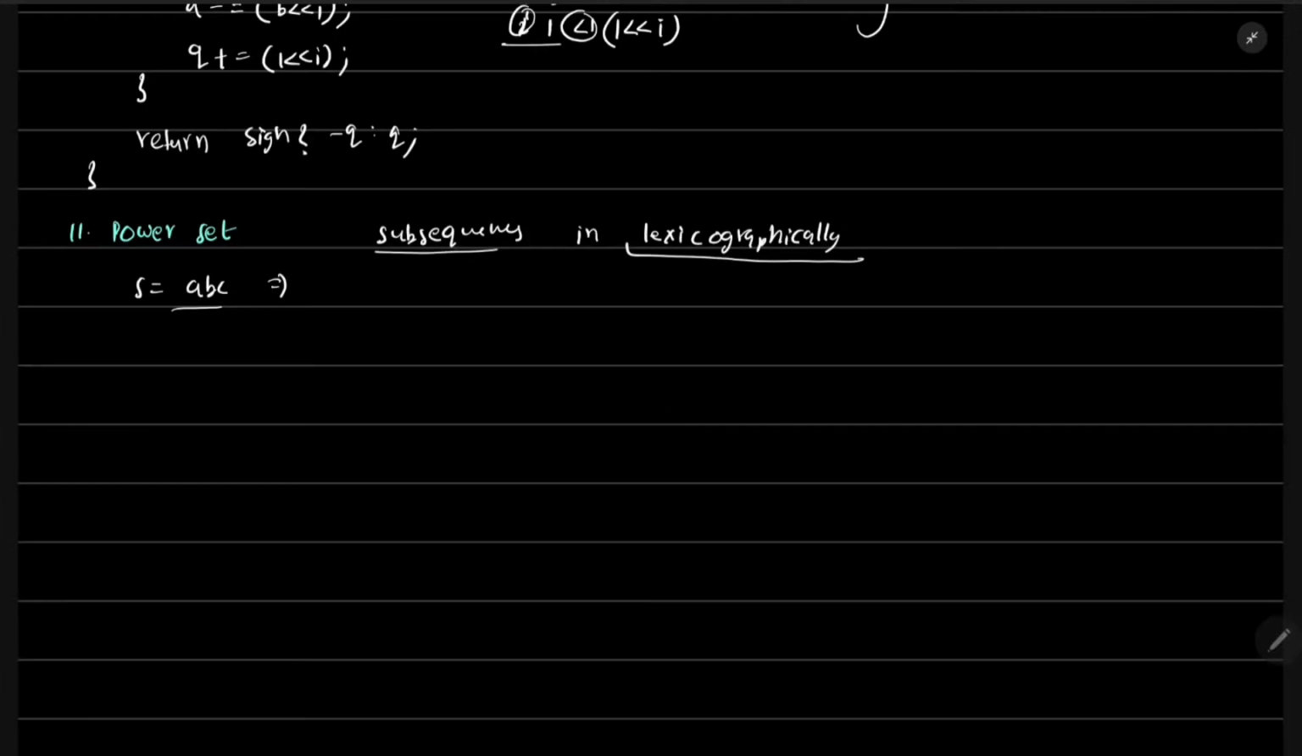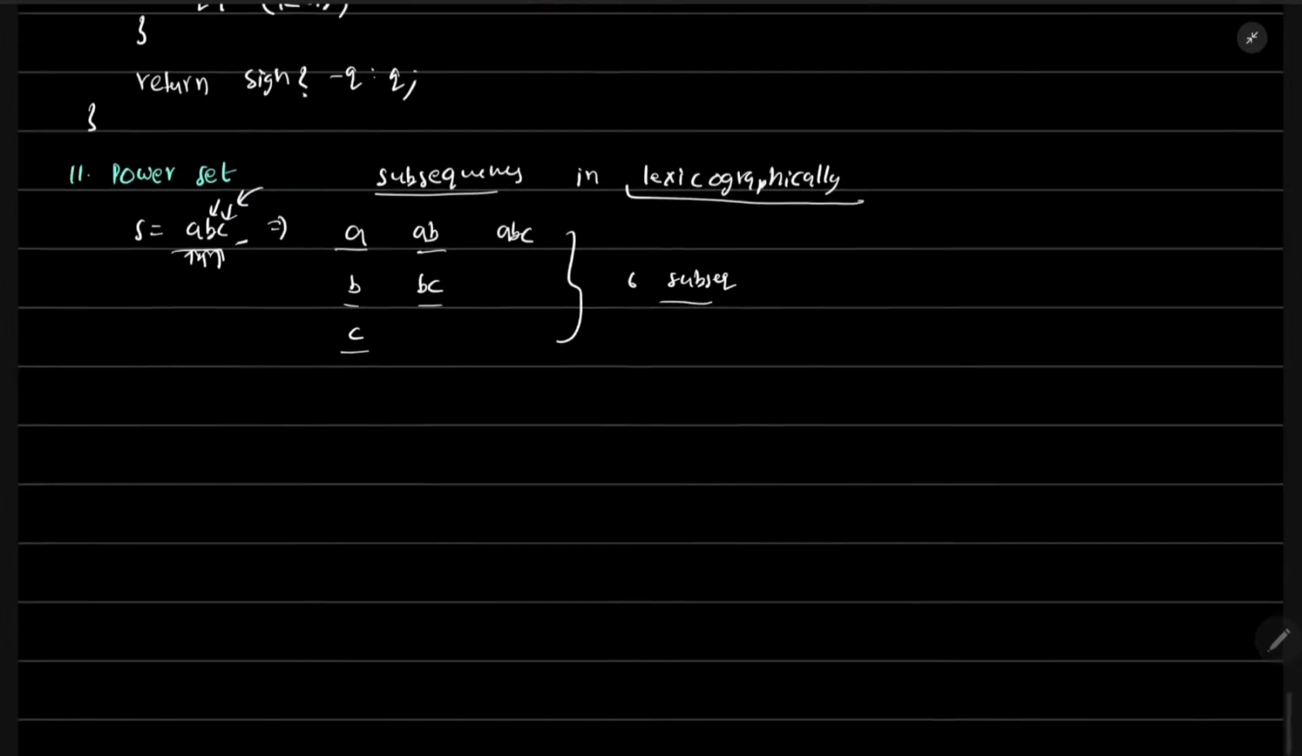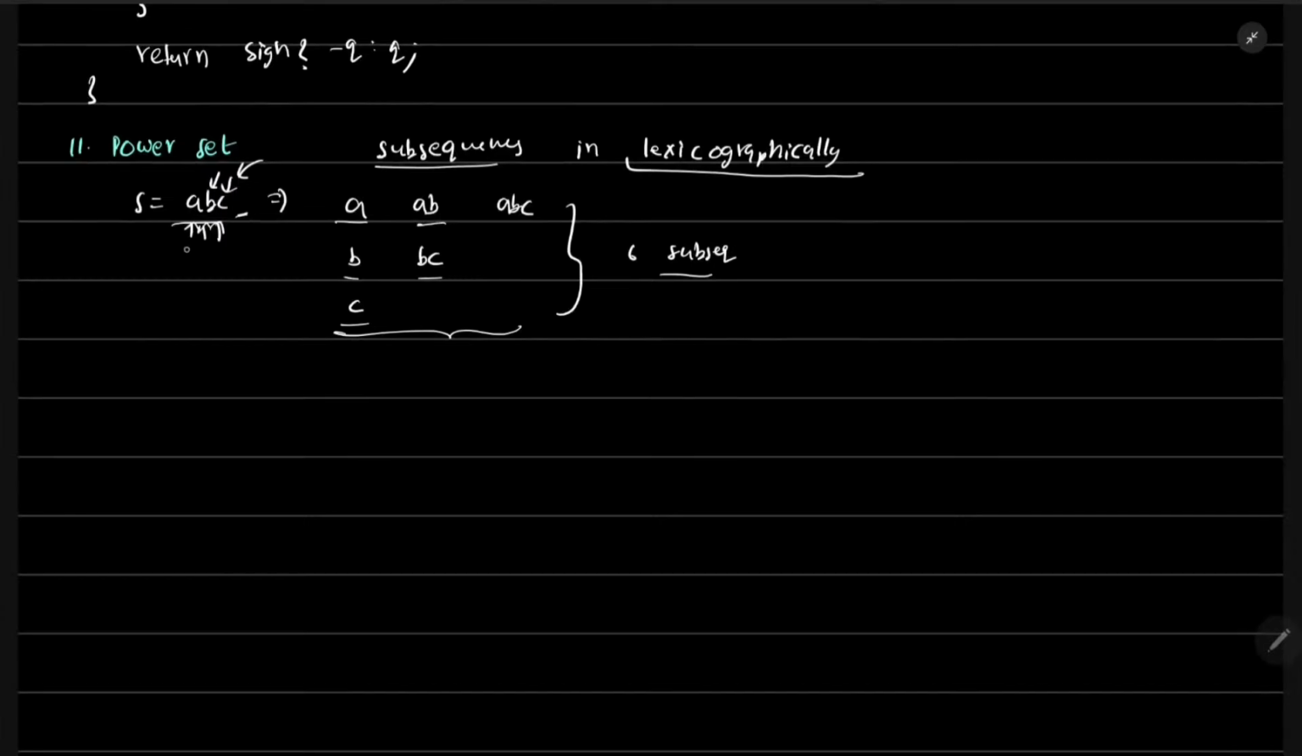What about subsequences? Subsequences are nothing but, let's say I start from a. I start with a. This is a subsequence, and I will add b, ab. This is a subsequence, and I will add c, abc. This is a subsequence. Now I will start with b. b is a subsequence. And I will add c. bc is a subsequence. And I will start from c again. c is a subsequence and that ends here. So I got all these, 1, 2, 3, 4, 5, 6 subsequences. Right? Like this. So these are the subsequences I found for abc.